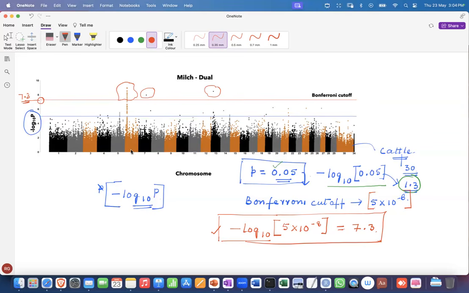All said and done, I want you to have a closer look at this graph and see something that is very clear and peculiar to this graph. What is it that is very clear in this graph? You have certain peaks. We call this a peak. And definitely there is a peak on chromosome 6.